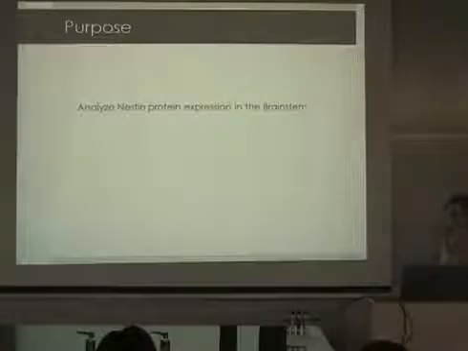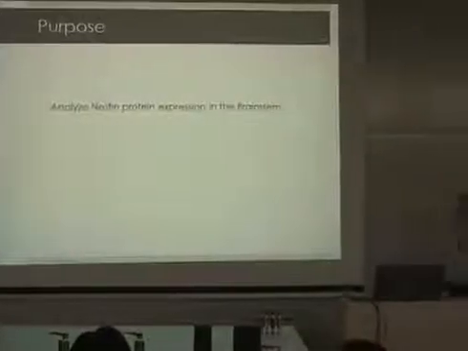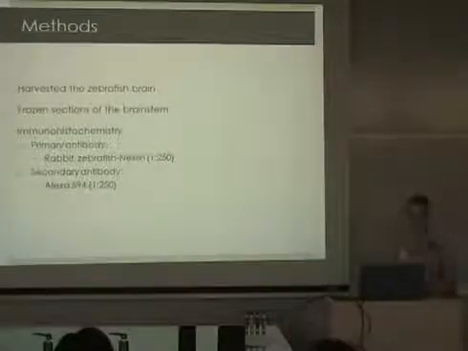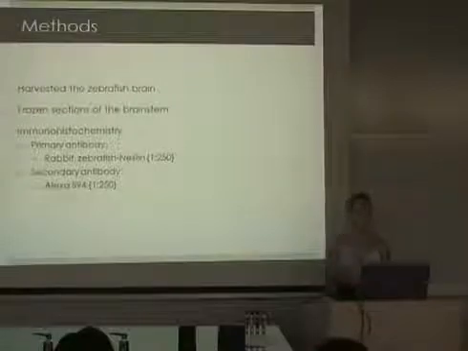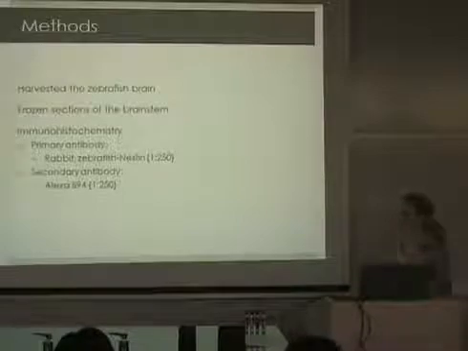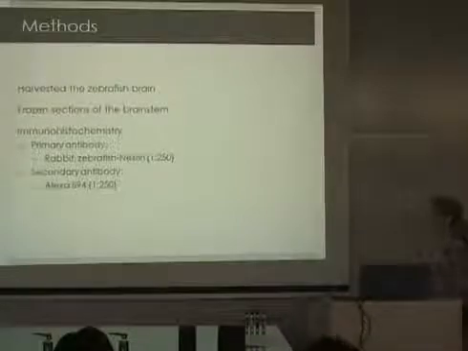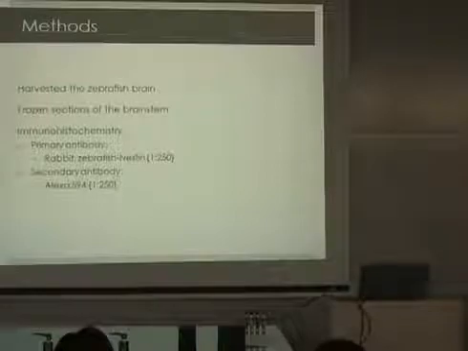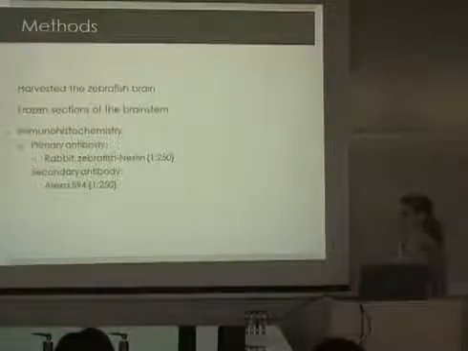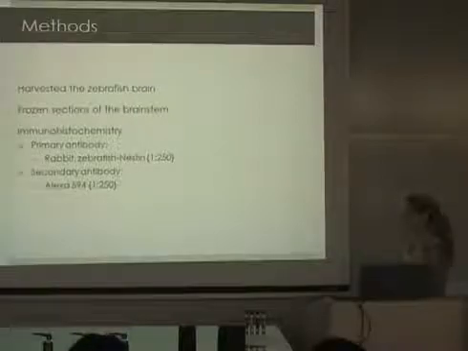So with that said, the purpose of our project was to analyze Nestin protein expression in the brainstem. We did so by harvesting the zebrafish brain and using the established tissue preparation protocol in the lab, and we cut frozen sections of the brainstem. We also performed immunohistochemistry using a primary rabbit zebrafish Nestin antibody at a 1 to 250 concentration, and a secondary antibody, Alexa 594, which is red, also at a 1 to 250 concentration.